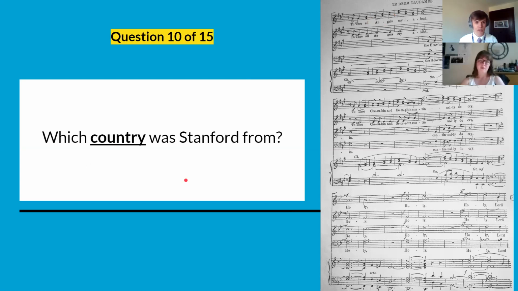The next question, question number 10. Which country was Stanford from? This is a bit of a rogue question, a bit different from the other ones, but it's useful to know. It's what we call context of composers and music. Which country was Stanford from? If you don't know, just have a guess. No such thing as a bad guess.